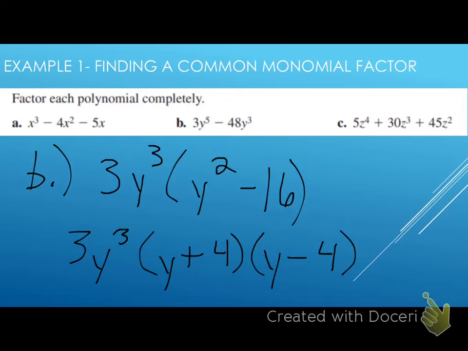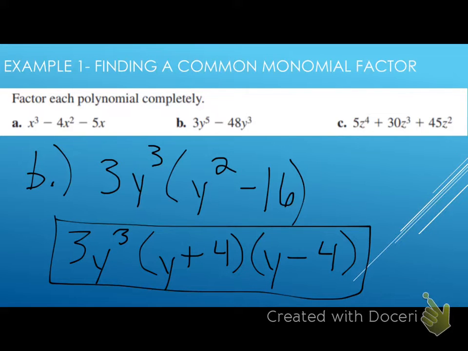I now have three polynomials. 3y cubed, y plus 4, y minus 4. Can any of those be factored any further? They cannot. This is now factored completely. Questions on B? Questions on B? Can I erase and move to C? Yes. All right.